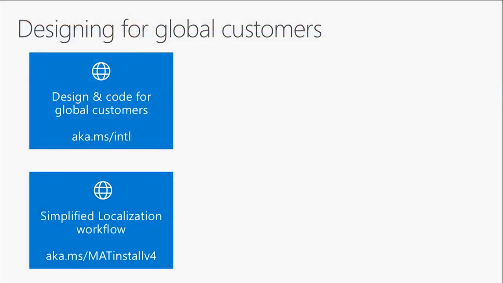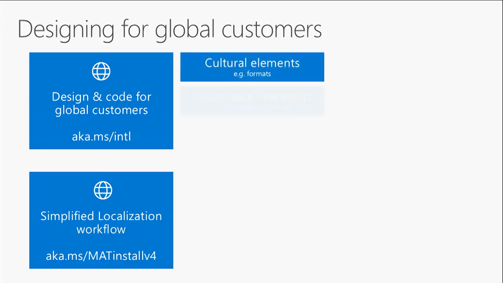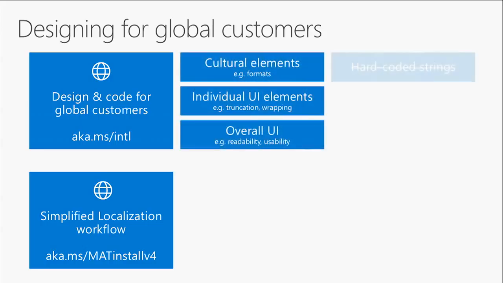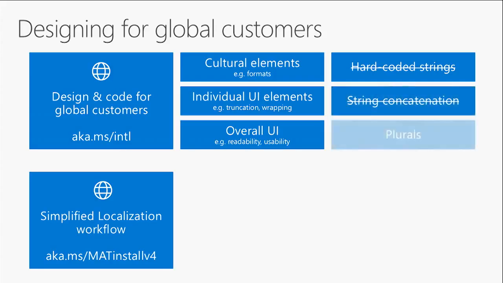All right. So, in short, when you design for global audiences, make sure you remember to design and code for international, which means cultural elements, things like date format, etc. Individual elements, make sure everything fits into the area where your strings would show. And then overall UI, step back, make sure it all looks good. Do not hard code, do not concatenate, and be aware of plurals.